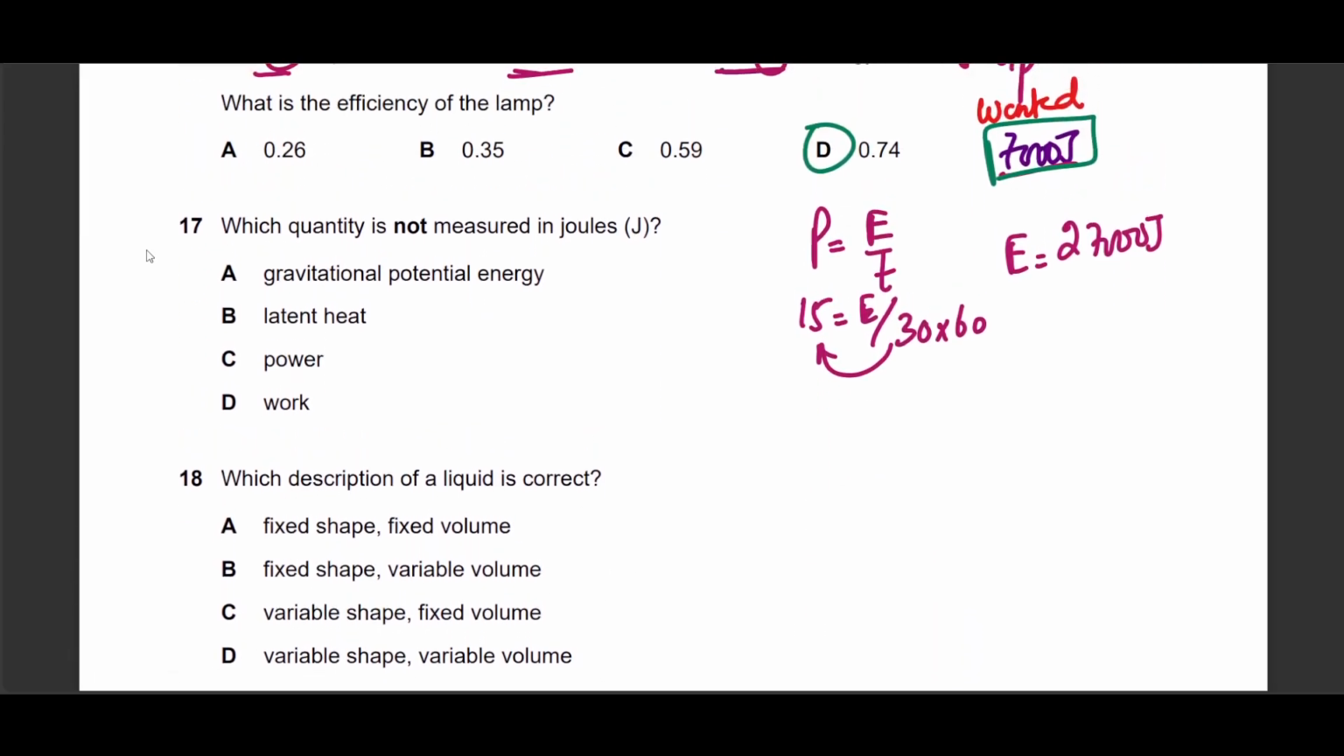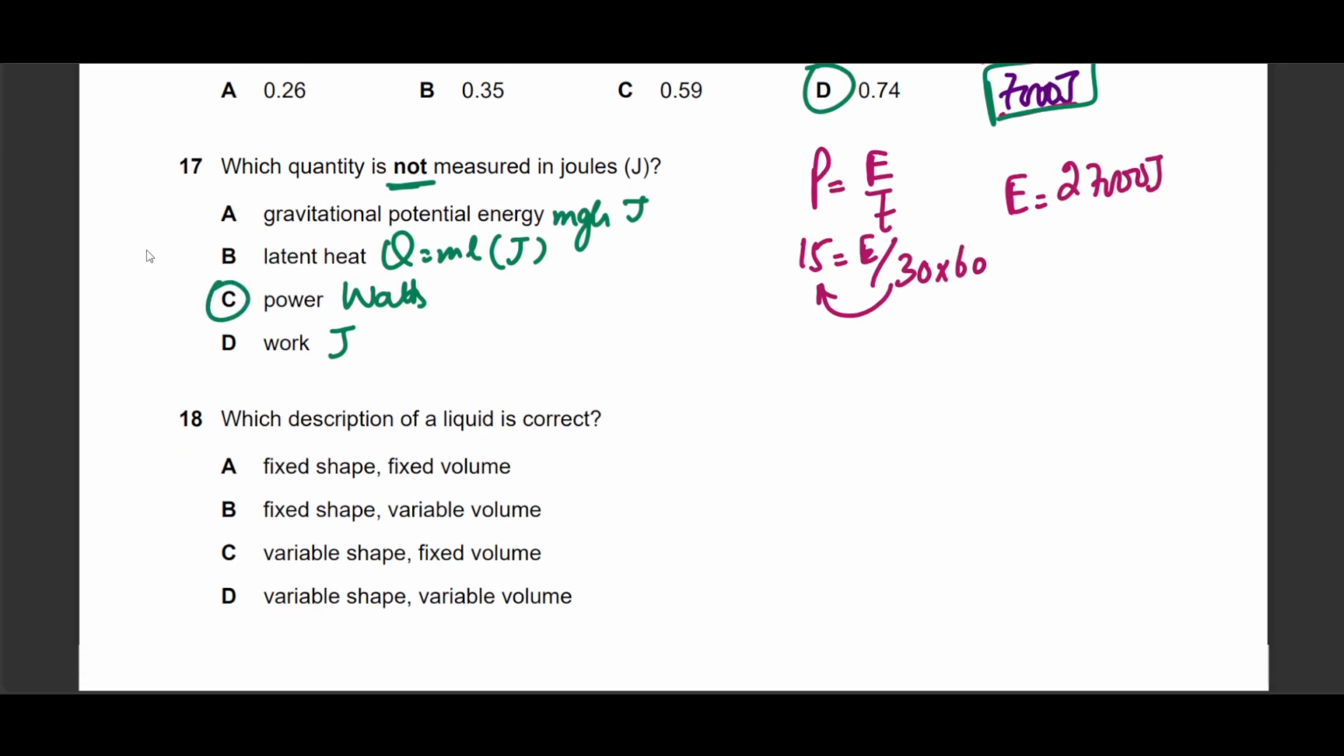Moving on to question number 17, which quantity does not have a joule unit? So mgh also has a unit of joules. Latent heat, of course, Q equals ml, also has a unit of joules, right? Power has a unit of watts. This is most likely going to be the answer. Work done or energy is represented in joules. So C is the right answer.